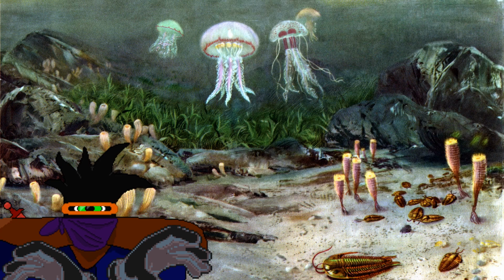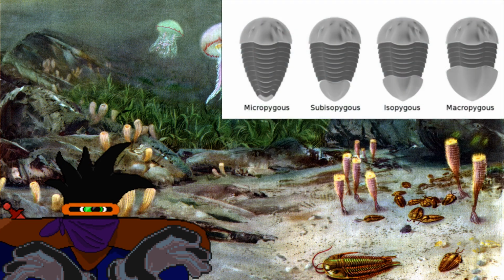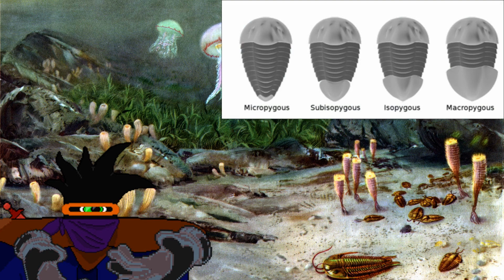category system. First and most basal are those with a pygidium that is much smaller than the head, called the micropygius. Those with one only slightly smaller than the head is called a sub-isopygius. One with a tail that is the same size as the head are isopygius, and lastly, those with a pygidium larger than the head are called macropygius.